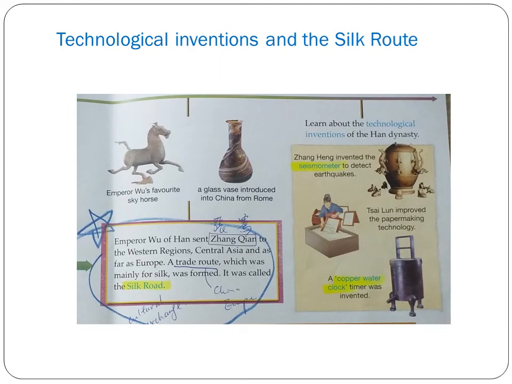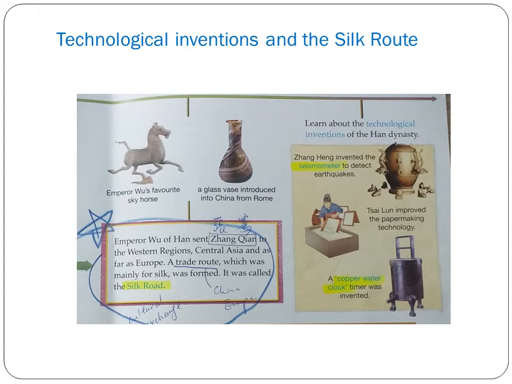As you can see in the pictures below, you have the Emperor Wu's favorite sky horse, and the other is a glass vase introduced into China from Rome. China did not have it. It was from Rome. So these are the items that were traded along the Silk Route. Besides the Silk Route, the cultural exchange, ideas and beliefs were traded as well.